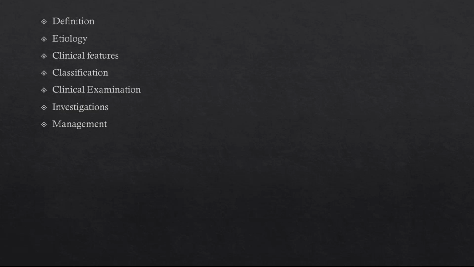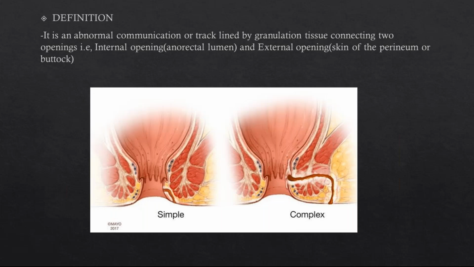Okay, so coming to number 1, the definition. What is the definition of a fistula in ano? Anywhere a fistula has two openings, an internal and an external opening, and in between the internal and external opening there will be a communication or tract. So in case of an anal fistula, you can see an anal fistula here, and I have given an example of a simple anal fistula and a complex anal fistula.